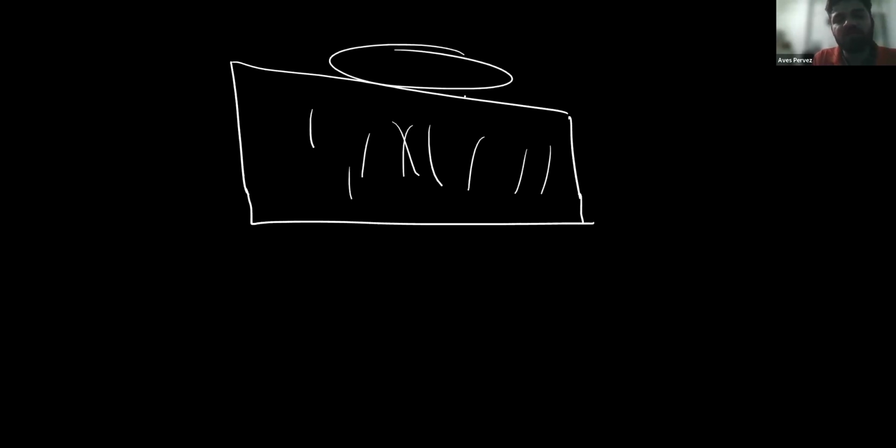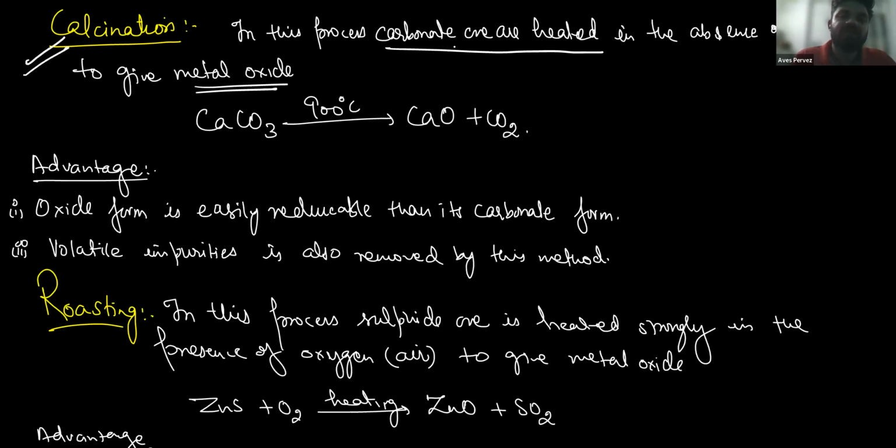We make a slope-like structure, like this, and we start heating this ore. Here the fire is blowing and the ore is here, and the impurities can easily melt and be separated. Okay, got it? Understood? Yes, sir. So note about calcination, that in this process carbonate ores are heated in the absence of air to give metal oxide. Advantage: the oxide form is easily reducible compared to its carbonate form, and volatile impurities are also removed by this method.